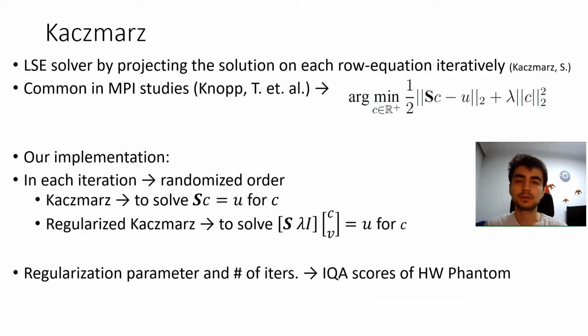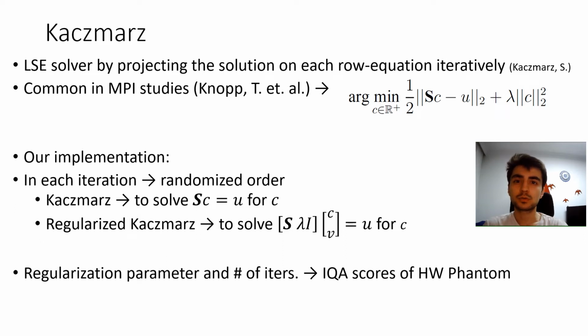Our first method is Kaczmarz. Kaczmarz is an LSE solver that projects the solution onto the solution set of each row equation iteratively, which is commonly used in MPI literature. In previous studies, solving this minimization problem means enforcing energy sparsity of the image with a data fidelity term. In our implementation, we selected row equations in randomized order in each iteration.